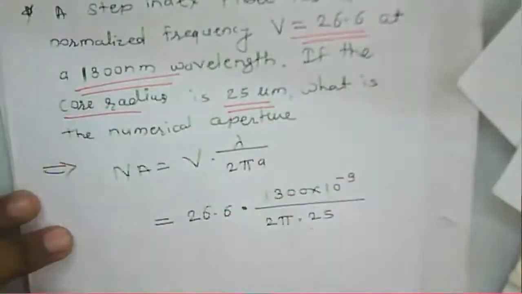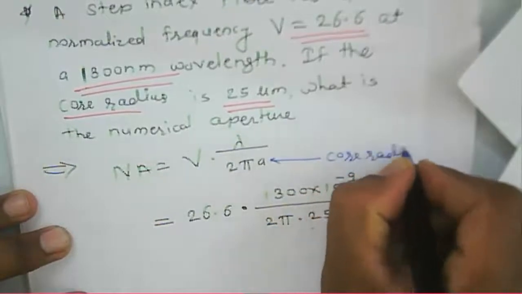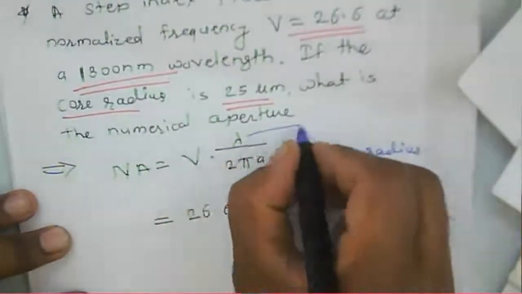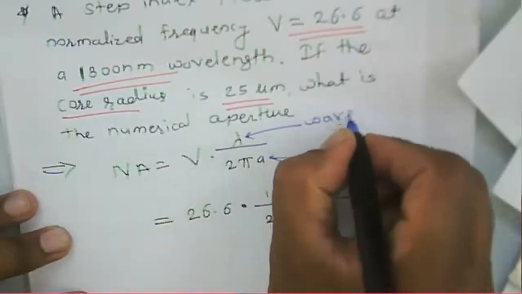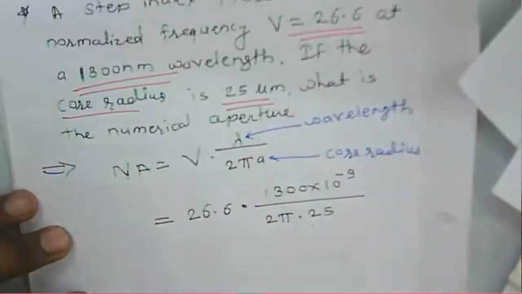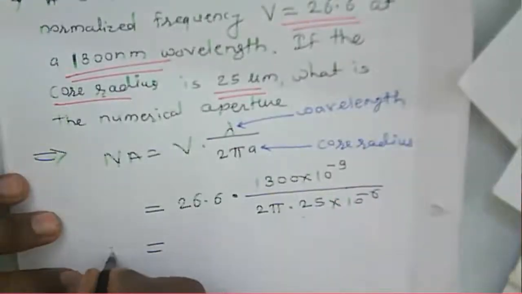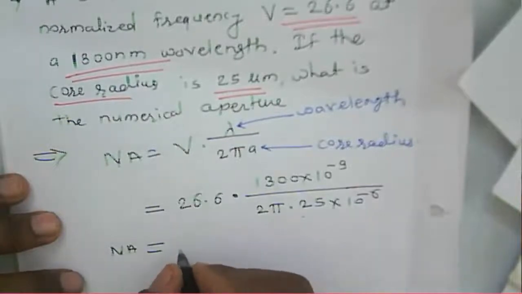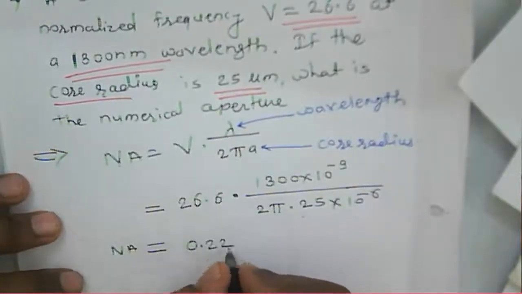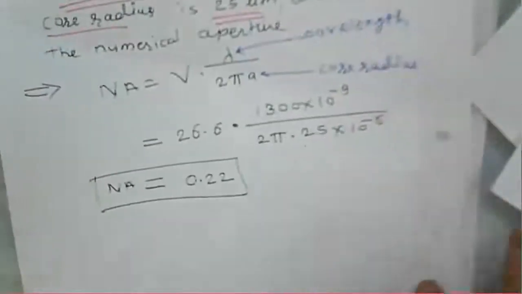This A is called the core radius, lambda is the wavelength, and V is the normalized frequency. 25 micrometer is 10 to the power minus 6. Solve it. You will get the answer for the numerical aperture, that is about 0.2.